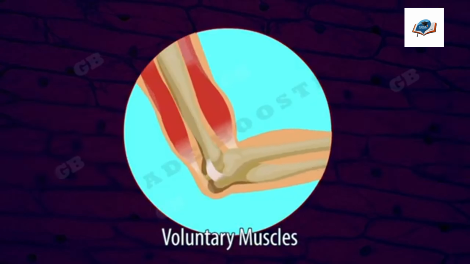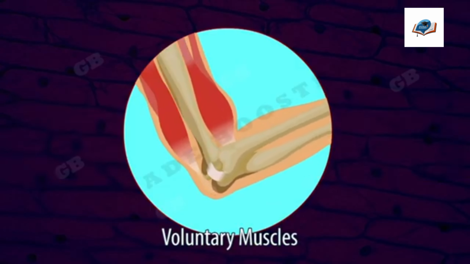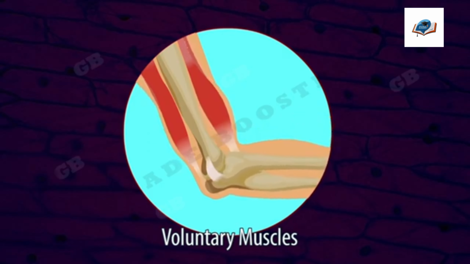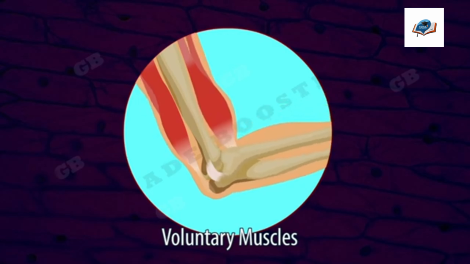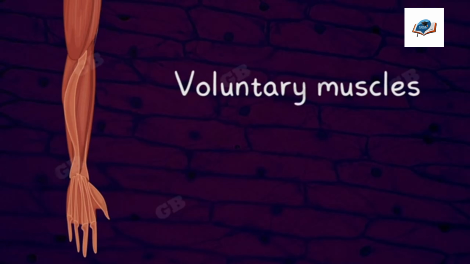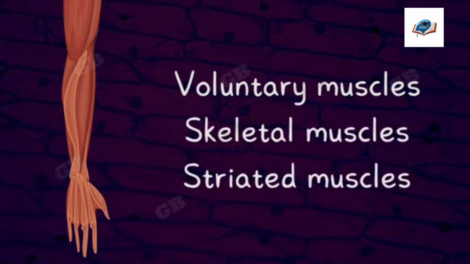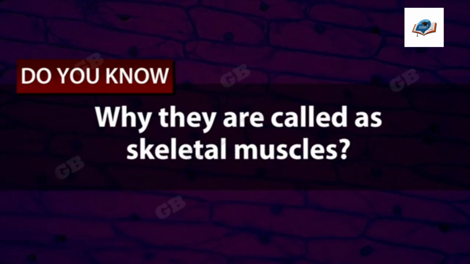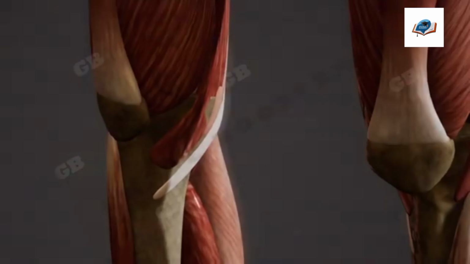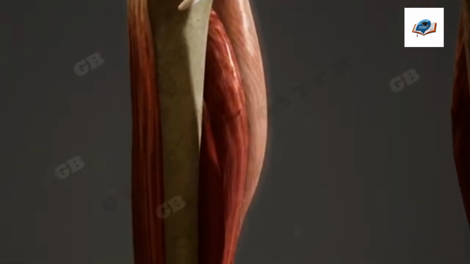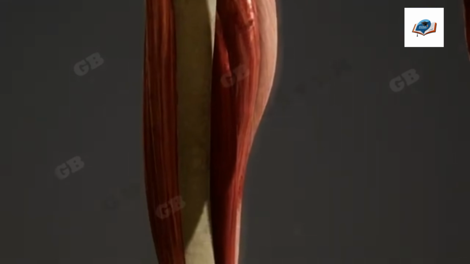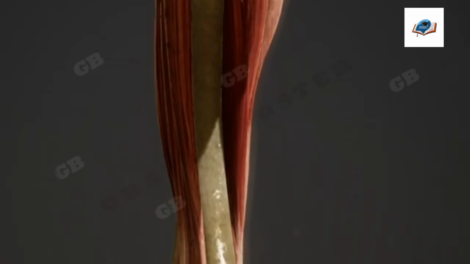Let us see voluntary muscles. Voluntary muscles are muscles that are under the control of our conscious will. This means we can choose when to contract or relax them. Example, muscles in our hands and legs are voluntary muscles. Voluntary muscles are also known as skeletal muscles or striated muscles. Why are they called skeletal muscles? They are called skeletal muscles because most of these muscles are attached to the skeleton. They help in body movement by moving different parts of the skeleton.